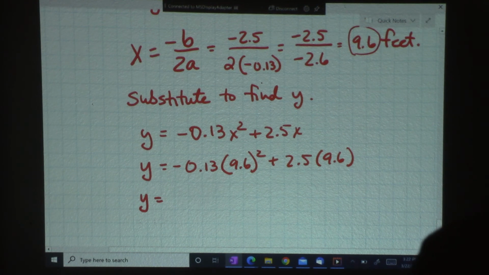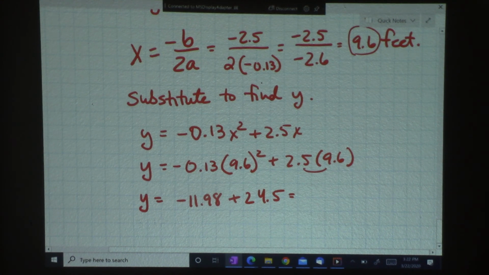Okay, so if I square 9.6 and multiply by negative 0.13, I'll just tell you that works out to be negative 11.98. And when I multiply 2.5 times 9.6, I get 24. And when I subtract those two numbers, I get 12.25, which is about 13 feet.